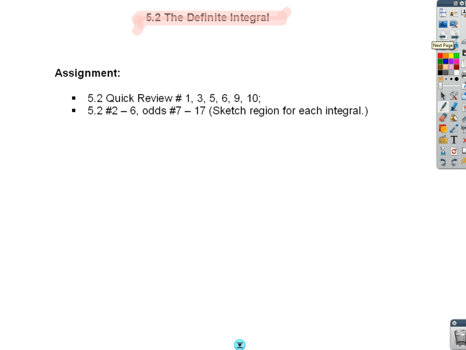Here's your assignment. Quick review. Notice all of these assignments are in your book. You can do all of these. Remember, the quick review is before the actual assignment begins.